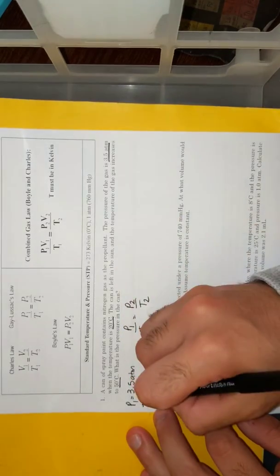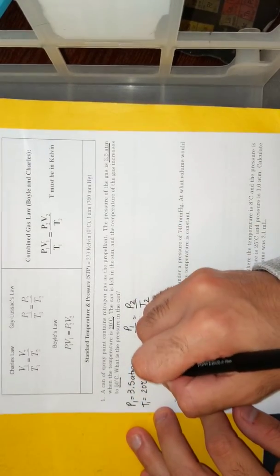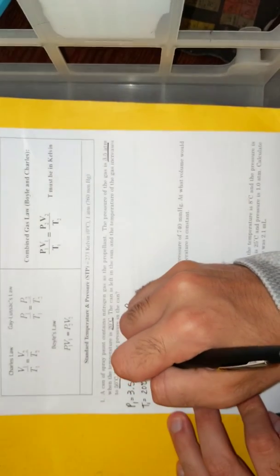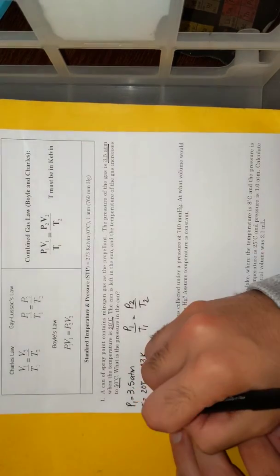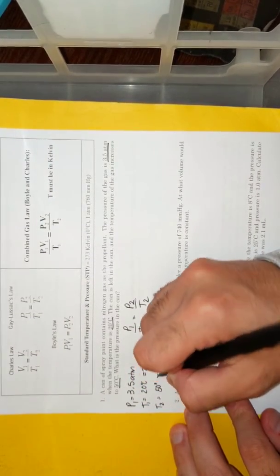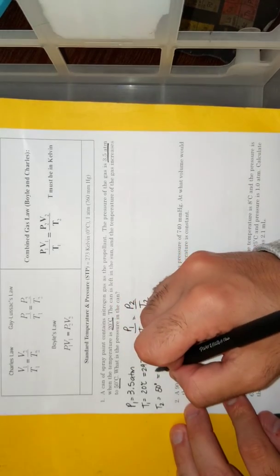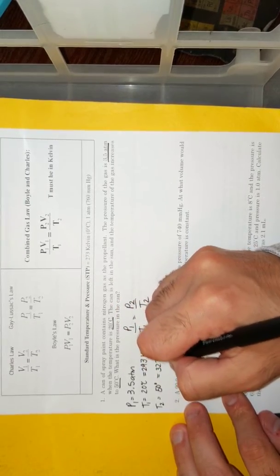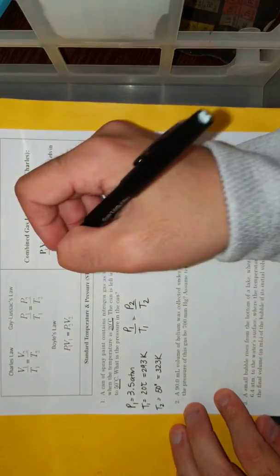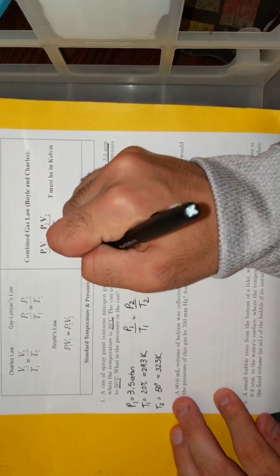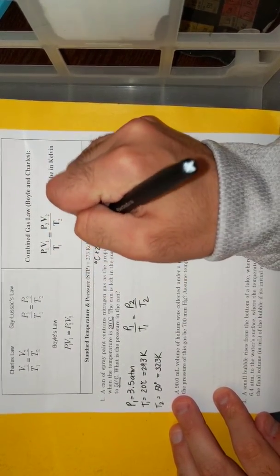T1 is 20 degrees Celsius. By the way, if I add 273 to it, that's going to be 293 Kelvin, right? We need our temperatures in Kelvin. T2 will be 50 degrees Celsius, but if I add 273 to it, that's going to be 323 Kelvin. And just a note for yourself, degrees Celsius plus 273 is equal to Kelvin. We need to have our temperatures in Kelvin.